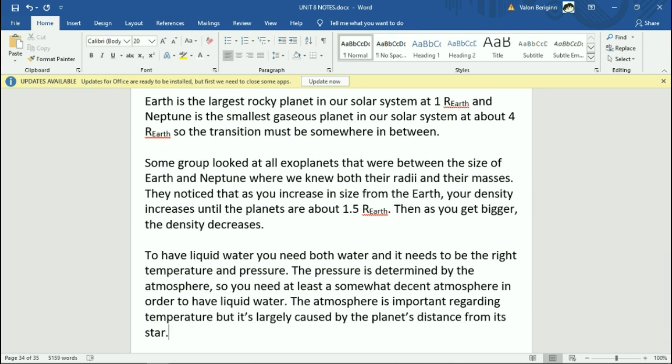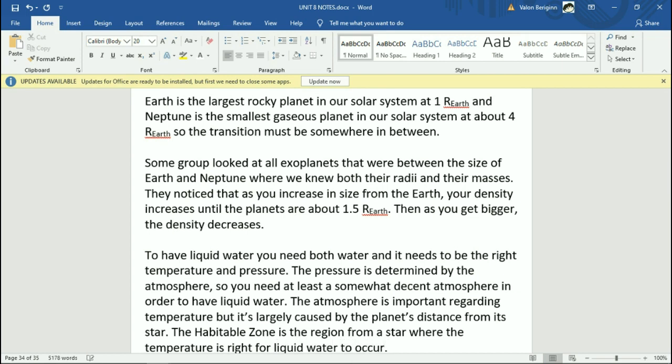Okay, and so this is where we get to something called the habitable zone. Okay, so the habitable zone is the region from a star where the temperature is right for liquid water to occur. Okay, now it's a region, right? Because for example, if the Earth was a little bit closer, you could still have liquid water and still be fine. If it was a little bit further, liquid water could still be fine as well.